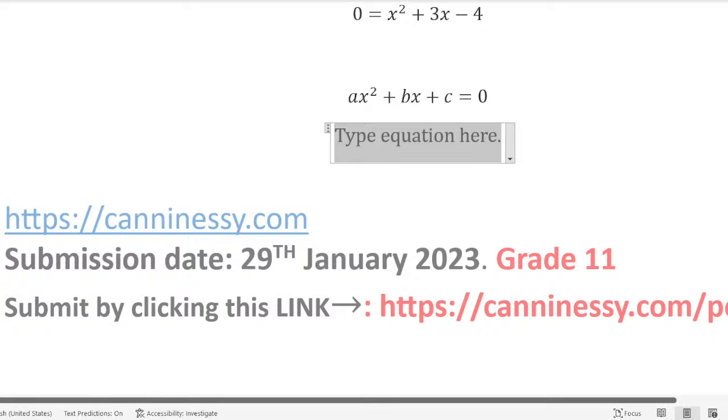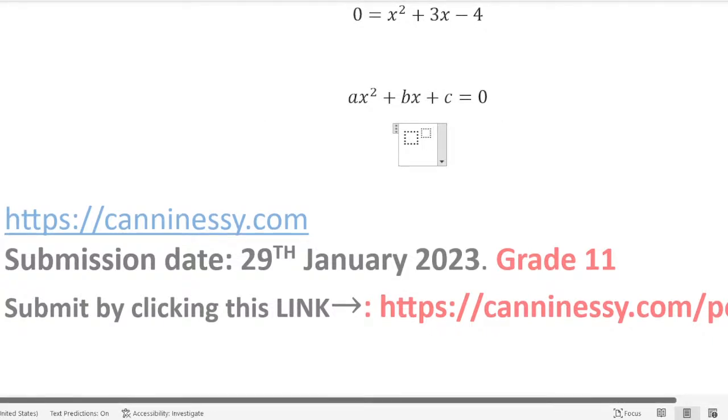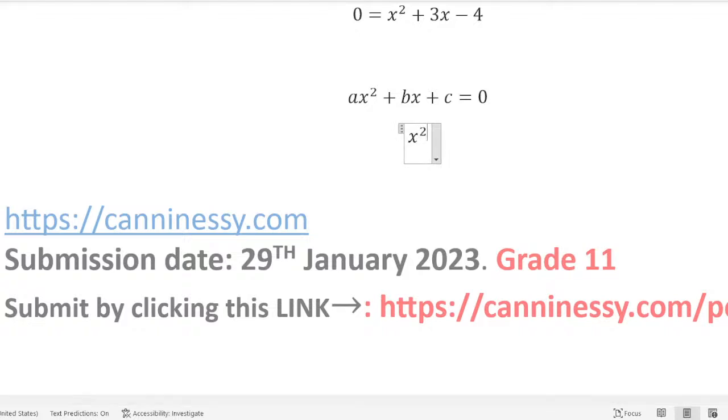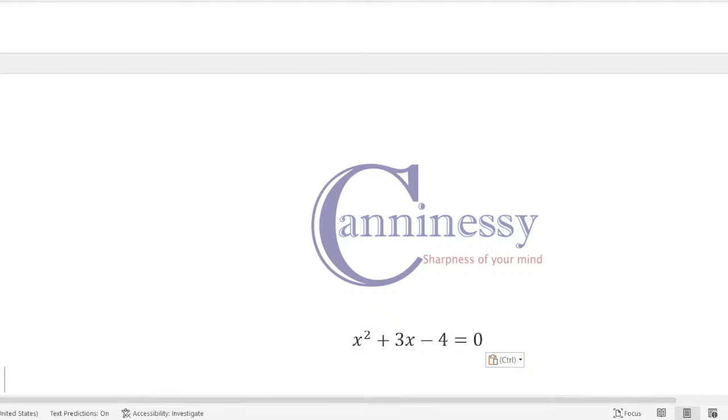So it's going to be x squared plus 3x minus 4 is equal to 0. Then let's start from the next page so that it can be clear for you. Alright, now let's factorize.